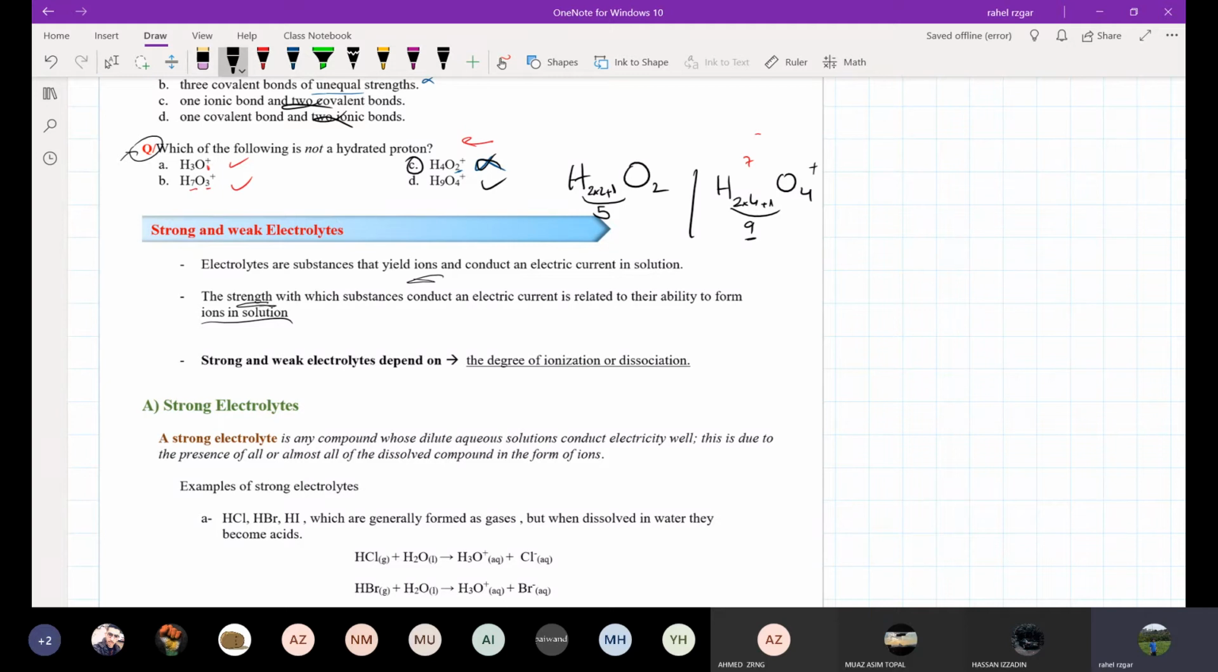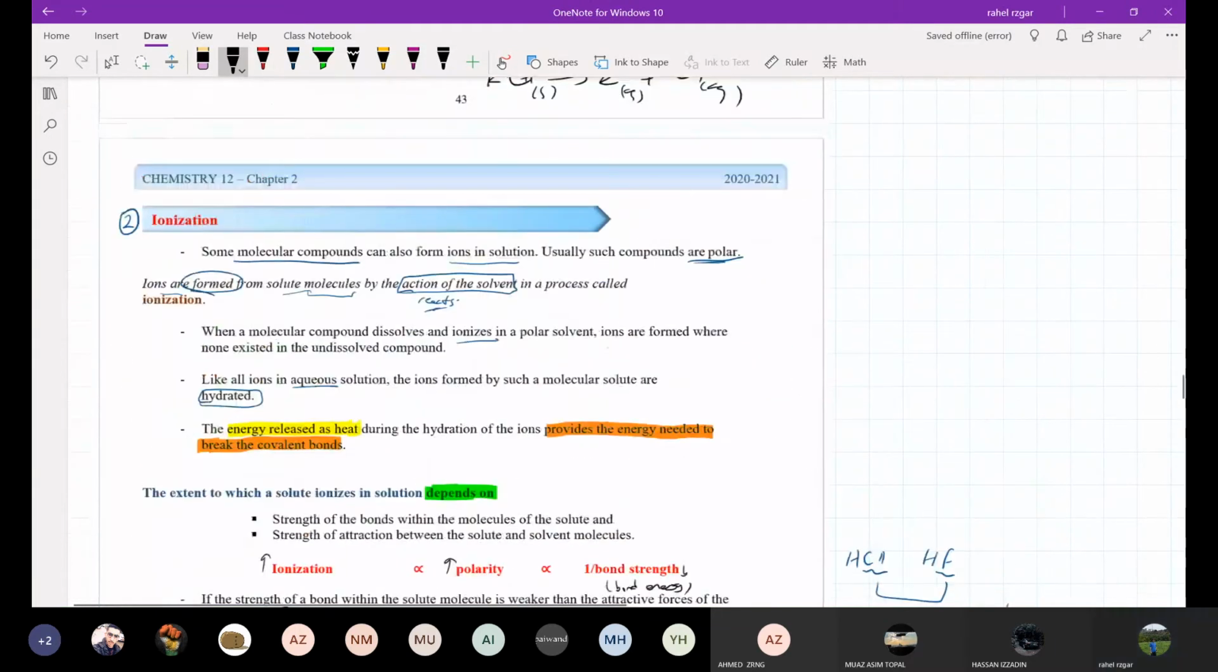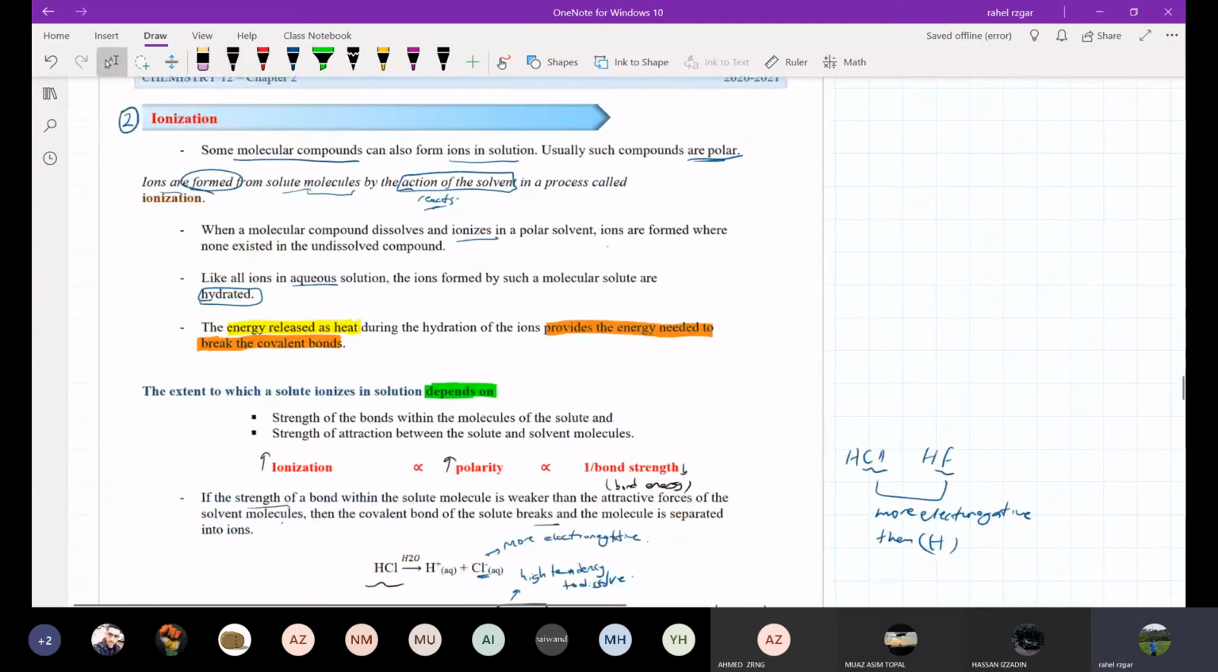That's why strong and weak electrolytes depend on what? The degree of ionization or dissociation. How much will the compound ionize? Will it ionize a lot or not? If you remember from the top point, we said ionization is sometimes high, sometimes low, according to the bond strength or according to polarity.